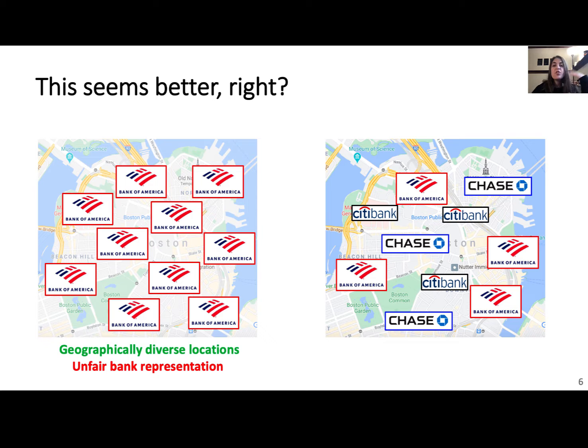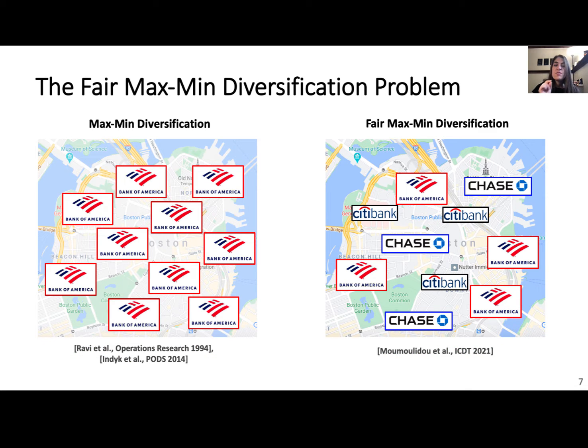Essentially, the set on the left diversifies the locations of the ATMs, but does not fairly represent different banks, while the set on the right diversifies the locations of the ATMs and fairly represents different banks. In fact, this is the Fermat's mean diversification problem, which was introduced by our prior work.